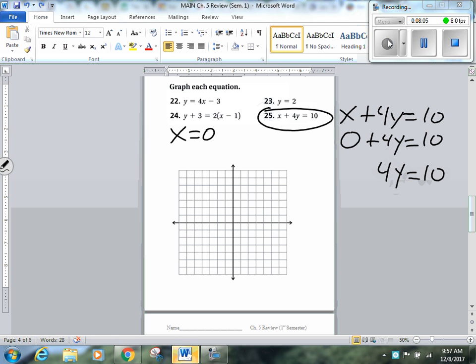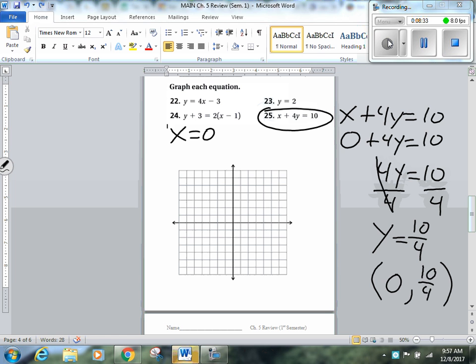If I have a number next to a letter, and I want to get that letter by itself, I have to divide both sides by that number. By doing that, those cancel out, and I get y equals 10 over 4. So if I'm looking at this as an ordered pair, when x is 0, y is 10 over 4.